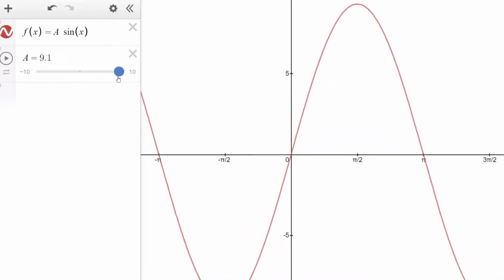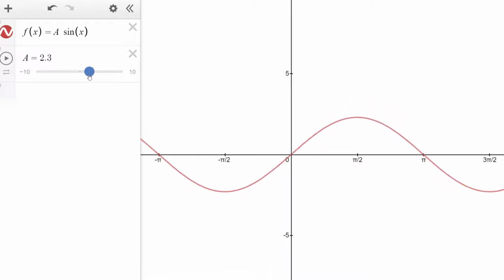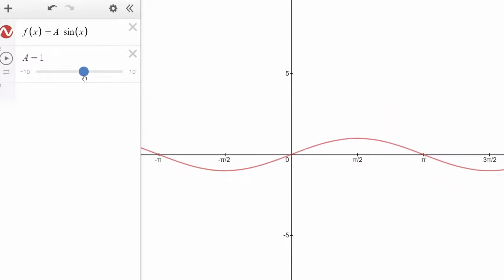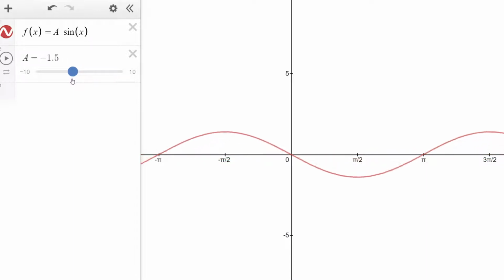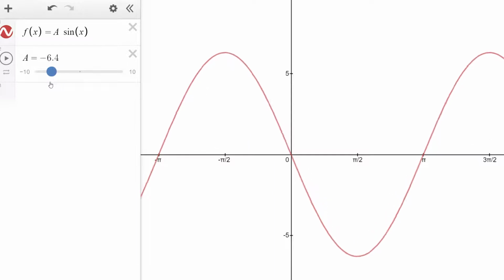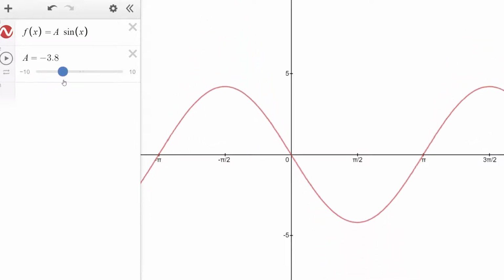Increasing it stretches it vertically. If you wanted to decrease it, it would compress it vertically. And obviously, once you get to 0, 0 times anything is 0. But if you go negative, it gives you a negative sine graph. There we go. There's the sine curve.